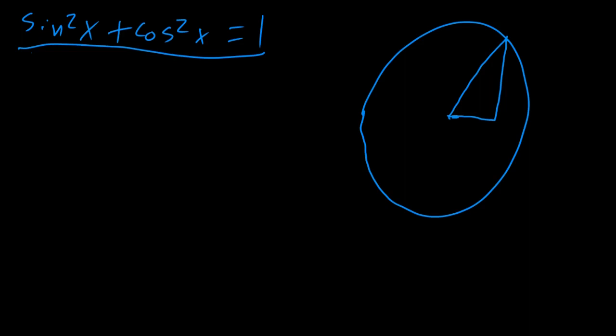So we know that this hypotenuse here has a length of 1, since it corresponds to the radius of the unit circle, and the radius of the unit circle is just 1. We also know that this leg is equal to cosine of x. We know that this leg is sine of x. Now we can use the Pythagorean theorem to derive the first Pythagorean identity.